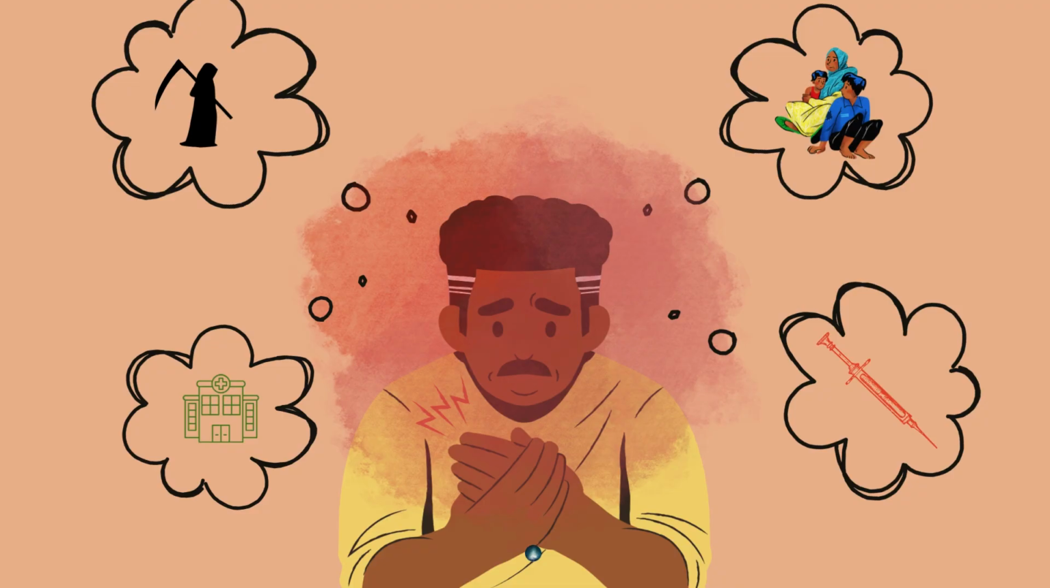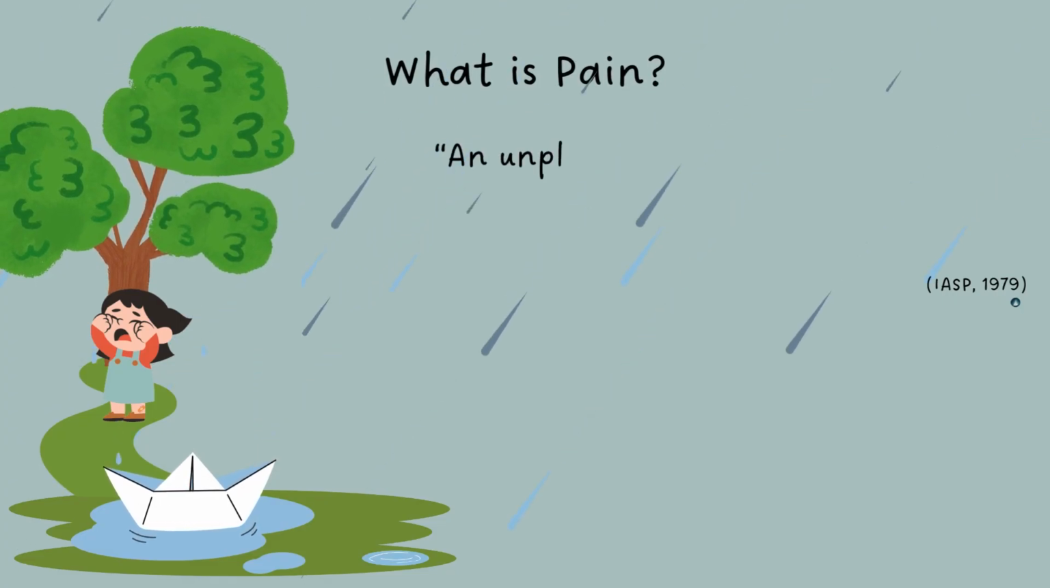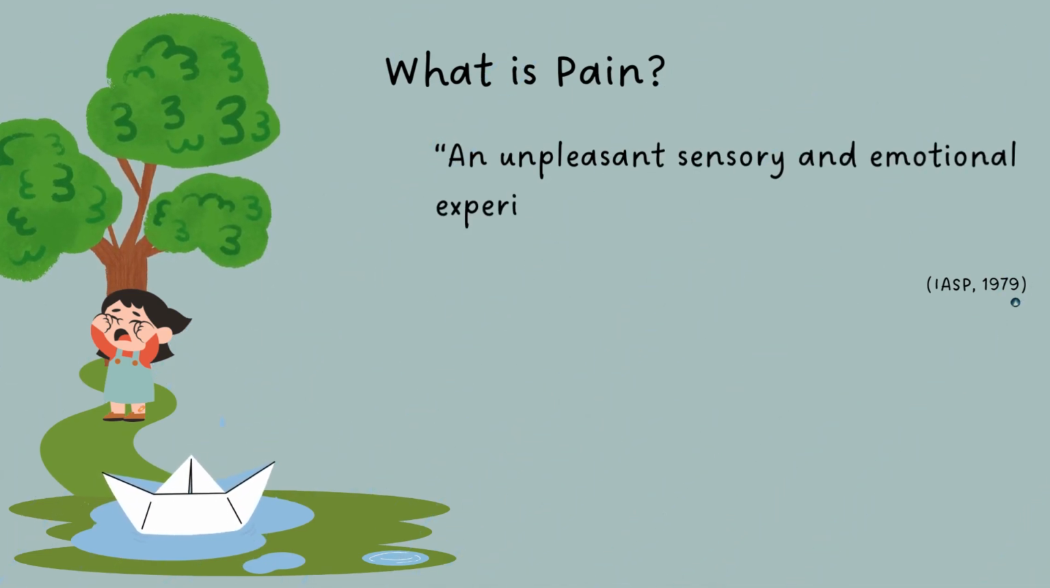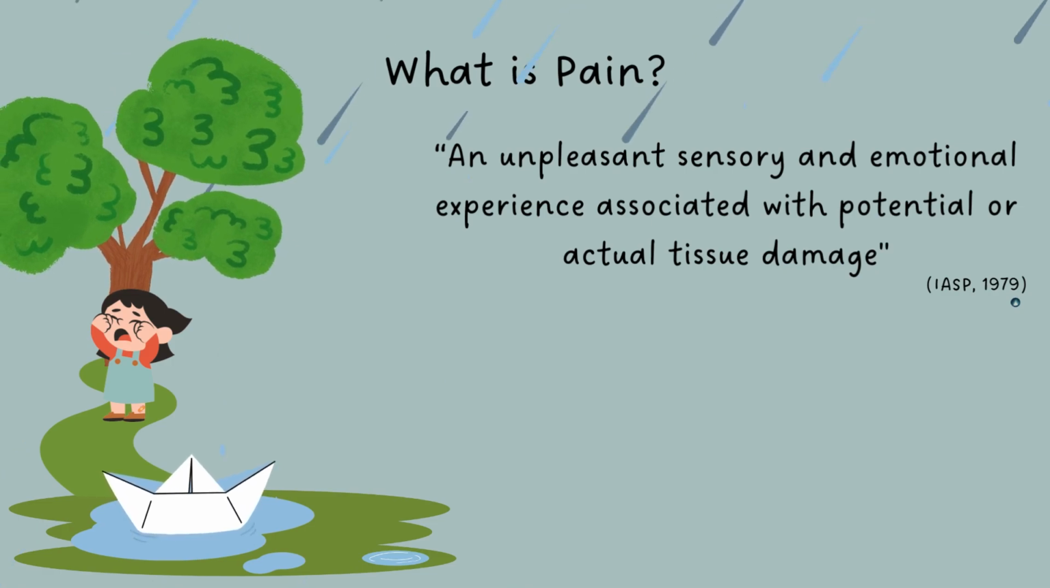As humans, many of us agree that we have the sensory experience of pain. When we touch a hot stove or stub a toe, we know it will cause us to feel this thing we call pain. But let's first explore the definition. Pain is an unpleasant sensory and emotional experience associated with potential or actual tissue damage.